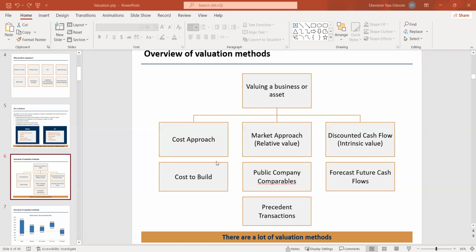So let's say the formation of a company involved the use of about $1 billion. Then you can say that, since $1 billion was spent in putting up the entire company, the value of the company is $1 billion. So that is when you view valuation from the cost side of things, or using the cost approach.